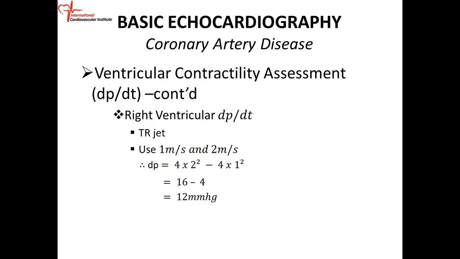Once you get the concept, you don't have to worry about anything. You can do dP/dt for the right ventricle, but instead of using 1 and 3 meters per second, you use 1 and 2 meters per second. So it is the change in pressure between 1 meter per second and 2 meters per second. And that change in pressure is 12, because 4 times 2 squared is 16, 4 times 1 squared is 4. The difference is 12. So you're going to divide 12 by the change in time.